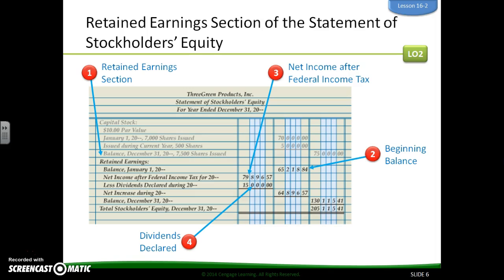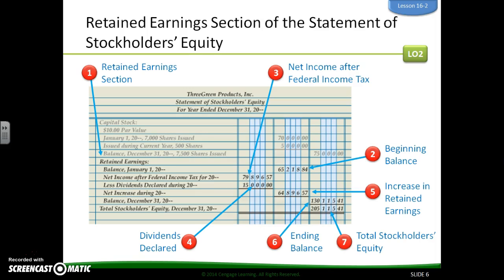So we know we declared a dividend, and that money is actually going to be moving out. Okay, so we go ahead and subtract the dividends to get the total amount of the increase in retained earnings. So it looks like our retained earnings are going up by almost 65,000. And now we can see our ending balance as of December 31st.